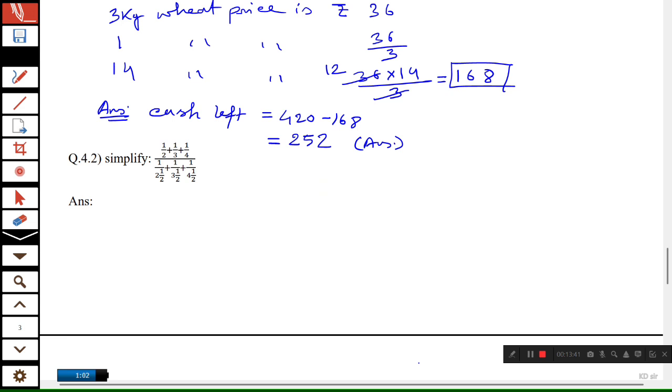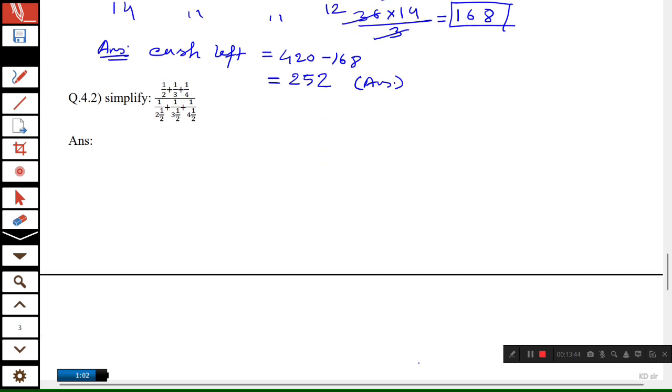This is a simplification in complex fraction. So in there we just do the numerator and denominator separately. So 1 by 2, 1 by 3, 1 by 4 is equal to 12.